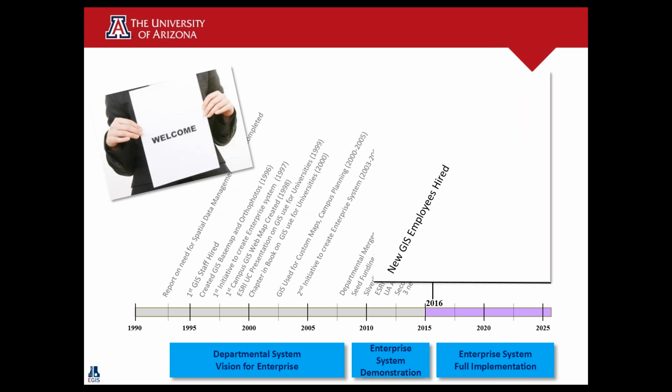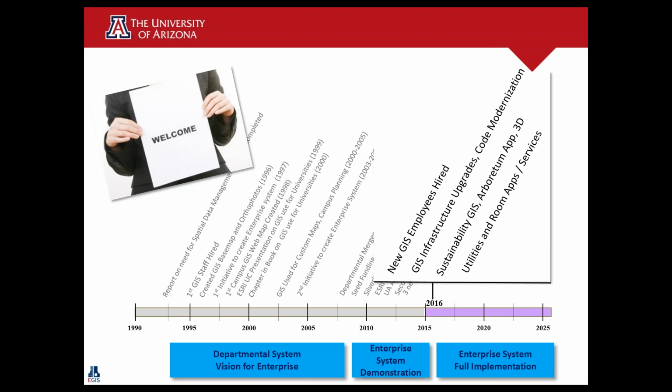So since 2016 has begun, we have hired new GIS employees, a developer and an analyst. And among our first priorities have been to upgrade our infrastructure and undertake code modernization on our applications. Additionally, we've got a couple of projects that we're focusing on, including a sustainability GIS database and web map, an Arboretum grounds field application, and some 3D building work, along with utility mapping and developing data and apps for room level mapping. And so that's what we're going to talk about a little bit more later in the presentation.